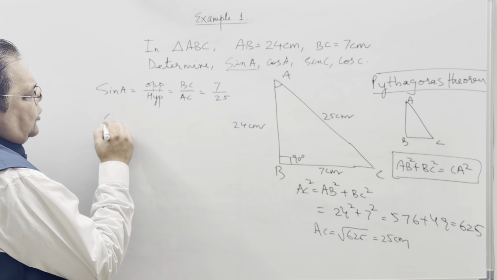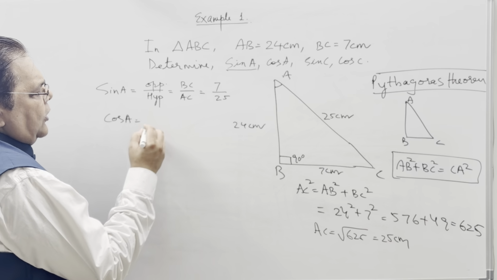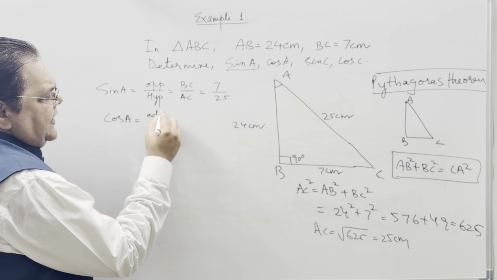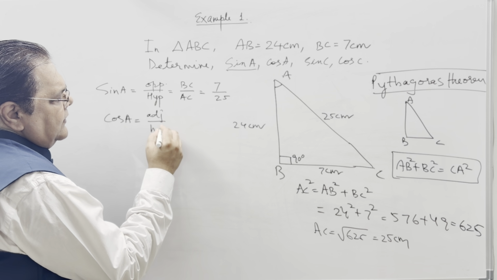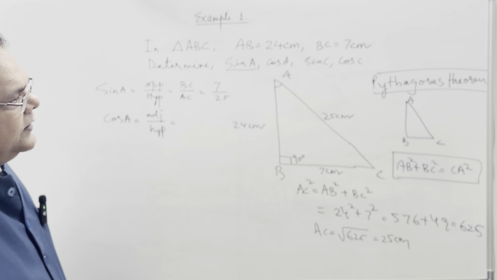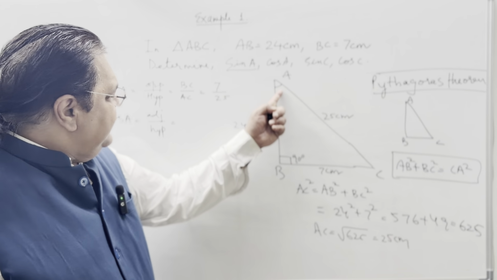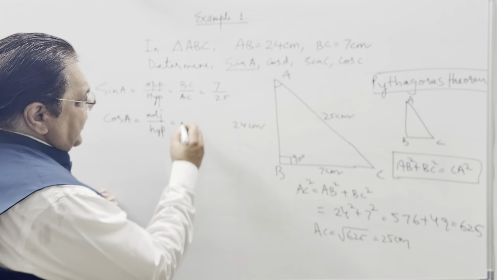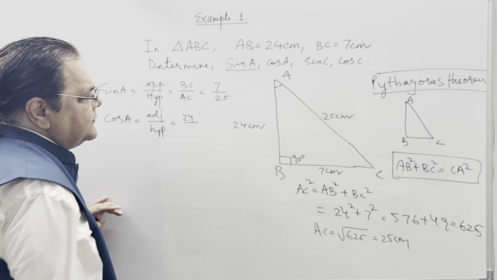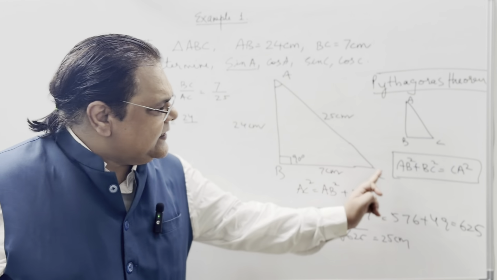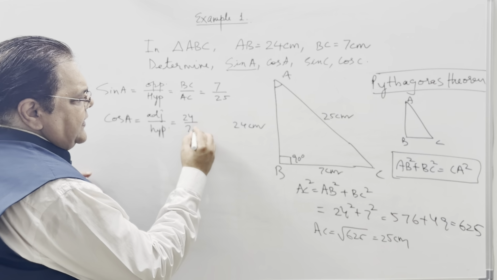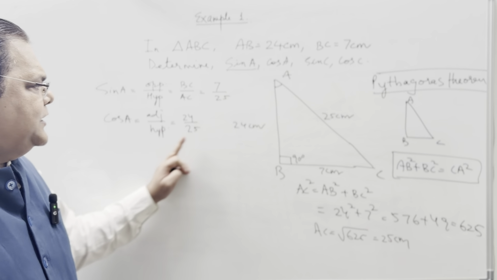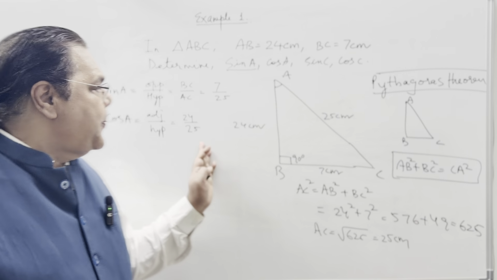Similarly, we will find cos A. Cos A is adjacent by hypotenuse. This is angle A. So this is the adjacent for angle A, which is 24 centimeters. And the hypotenuse is AC, that is 25 centimeters. So cos A is 24 by 25.